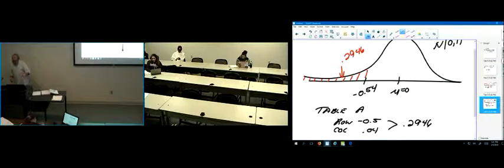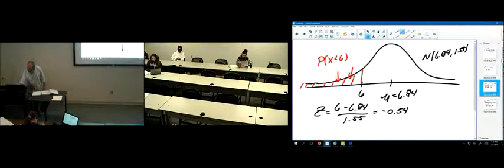Well, if that area there is 0.2946, I always have to back up a page for you, because that means this area here, they're the same. That's the reason for going from the one that's given in the problem to the standard normal. I have a table for the standard normal. Everybody okay so far? That's the exact area.